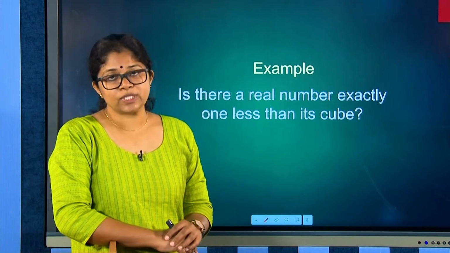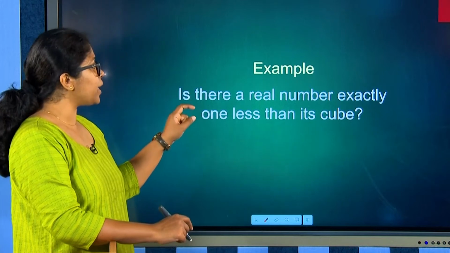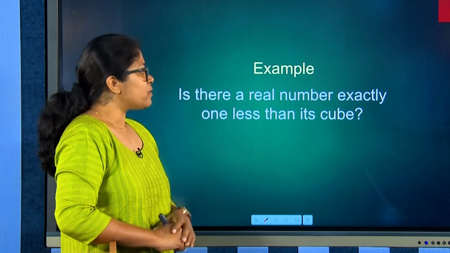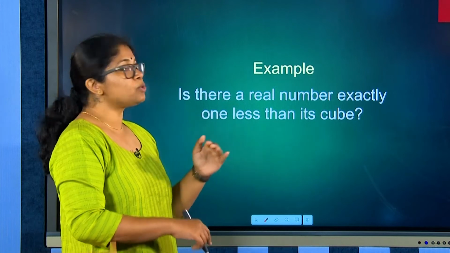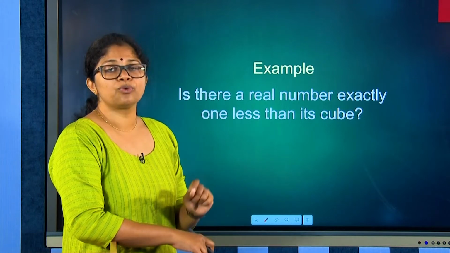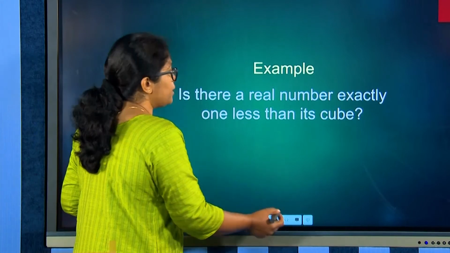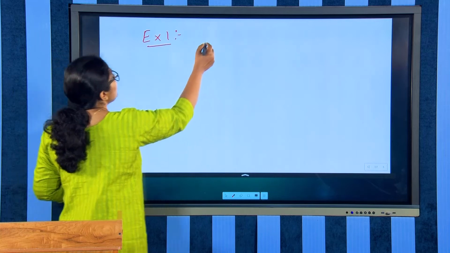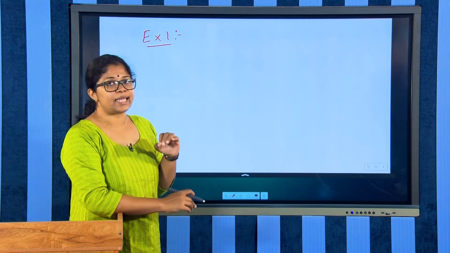Using the location of roots theorem, we can solve problems like this, where we are asked to find a real number which is exactly 1 less than its cube. If such a question is asked, we can convert it into a mathematical function and find its root using the location of roots theorem. So, the question is like this: example 1. Does there exist a real number which is exactly 1 less than its cube?